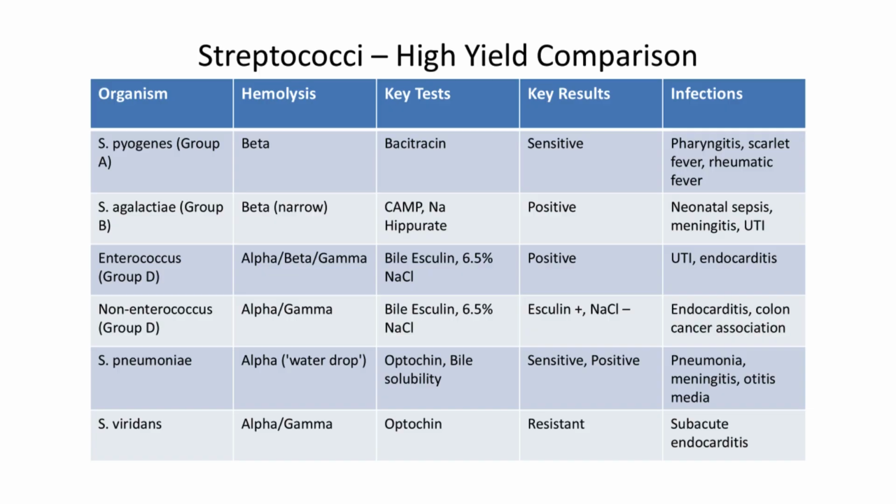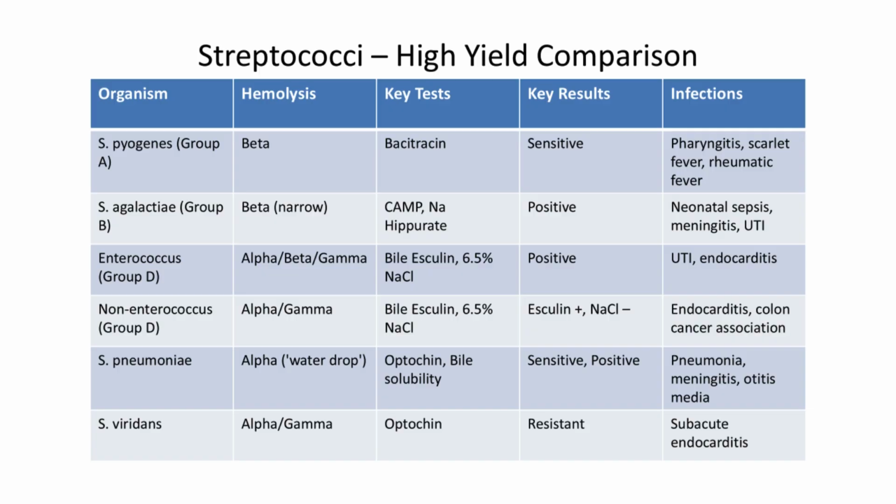Streptococcus pneumoniae is alpha hemolytic, with characteristic water drop crater colonies. It is sensitive to optochin and positive for bile solubility. It is resistant to bacitracin and negative for bile esculin and salt tolerance. It causes pneumonia, meningitis, bacteremia, conjunctivitis, and otitis media.